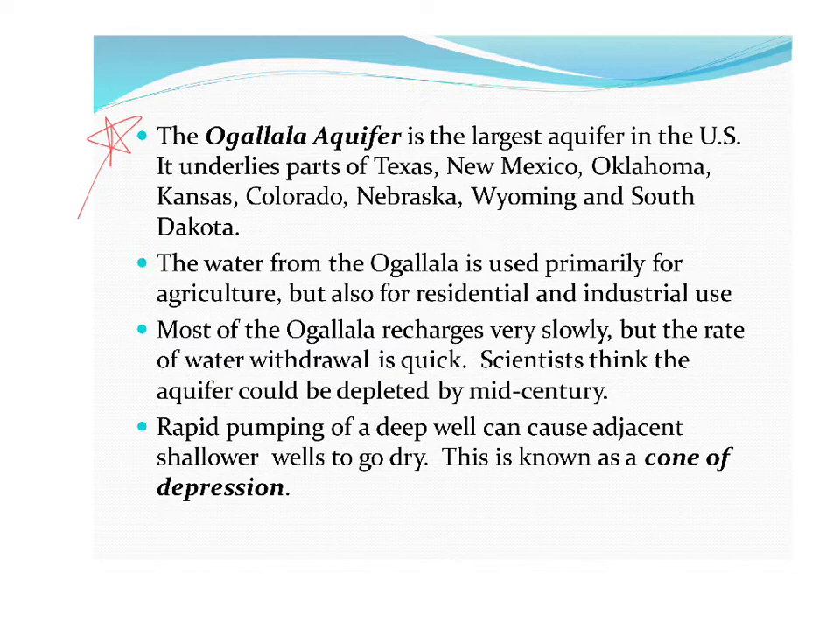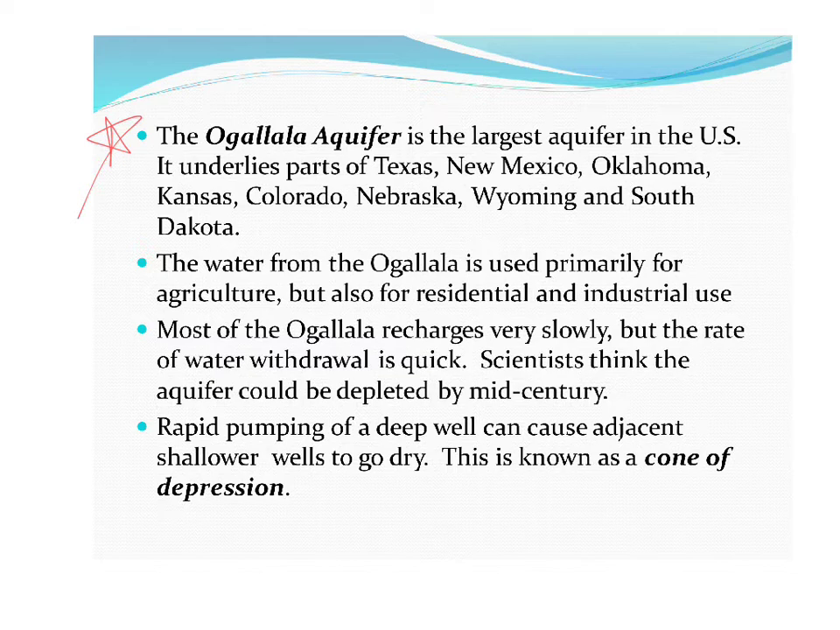The water from the Ogallala is used primarily for agriculture, but it is also used for residential and industrial use, and that includes fracking. The southern Ogallala water is usually purchased through a subcontractor for fracking purposes. Most of the Ogallala recharges very, very slowly, but the rate of water withdrawal by humans is quite quick. Scientists think that the aquifer could be depleted by mid-century, so we're talking about 2050.